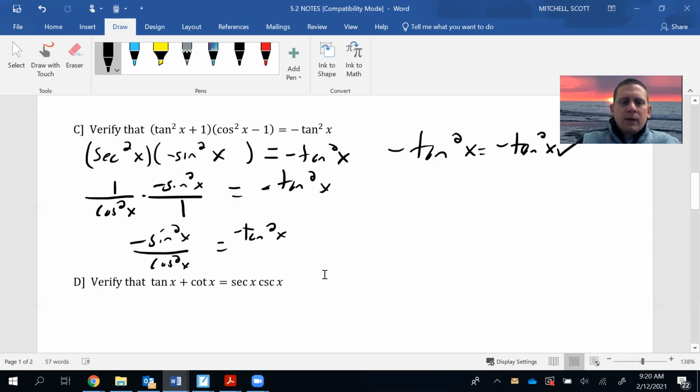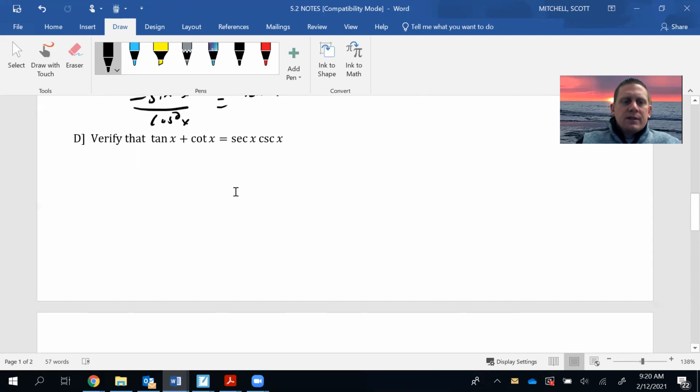All right, let's take a look at letter D. So I have a tangent of x plus the cotangent of x equals secant x times cosecant x. With this question, if I want to work on the right side, that's fine. If I want to work on the left side, that's fine. But I look at the left side, I got 2 things. I need to turn it into one. When I say one thing, there's no addition or subtraction. So I need to get these two, probably adding some kind of a fraction.